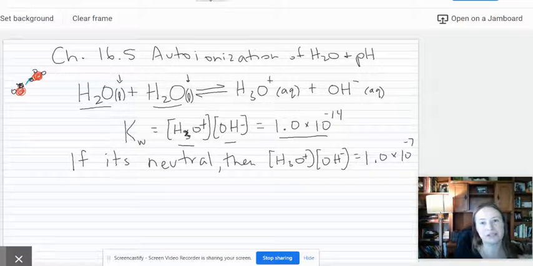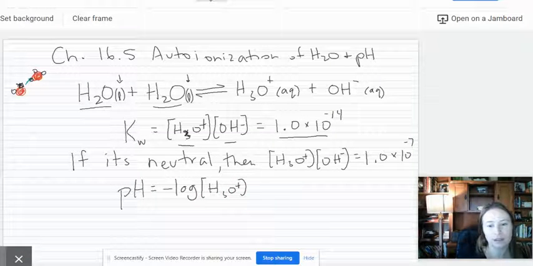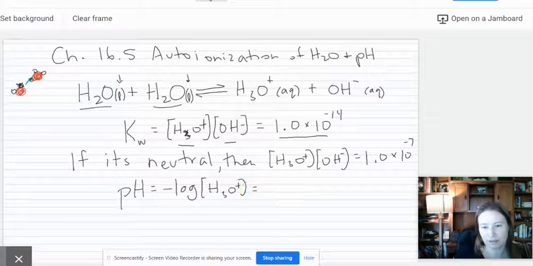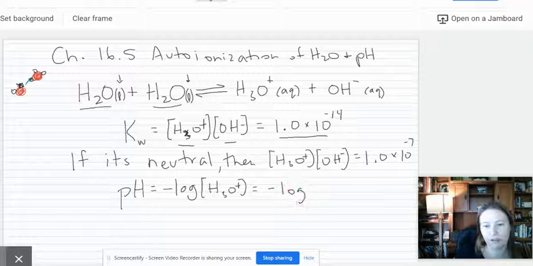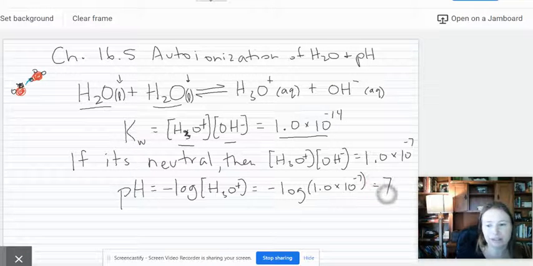I'm getting way ahead of myself, but I'm going to do it anyway. What is the pH of neutral water? 7. How do we find that? pH is the negative log of H plus, or H3O plus. So the negative log of 1.0 times 10 to the negative 7th, you're saying the negative version of the exponent of 10, that's 7.